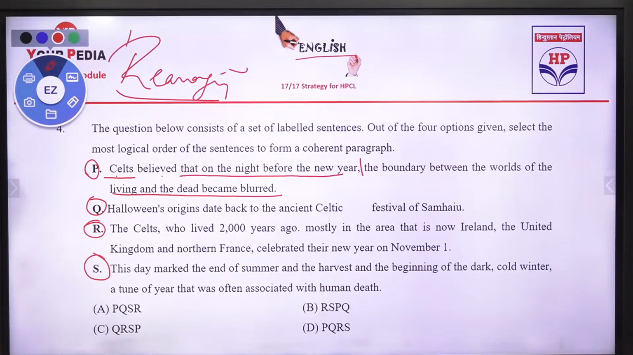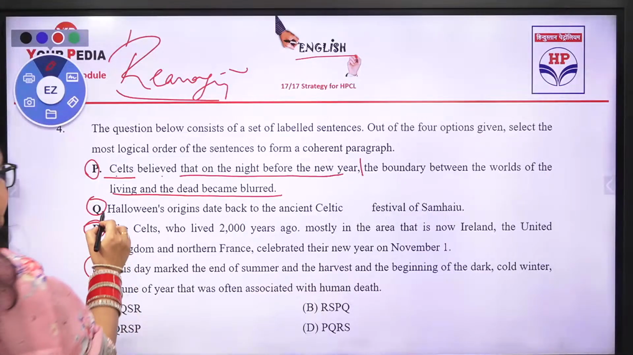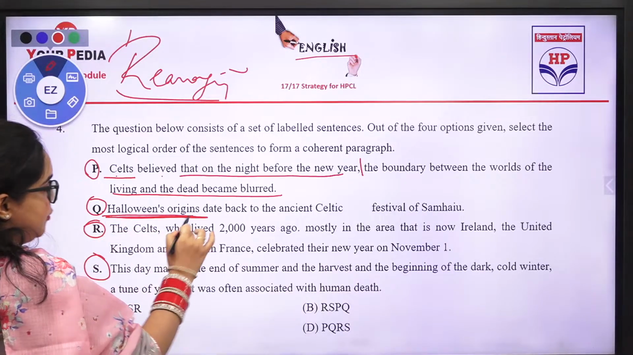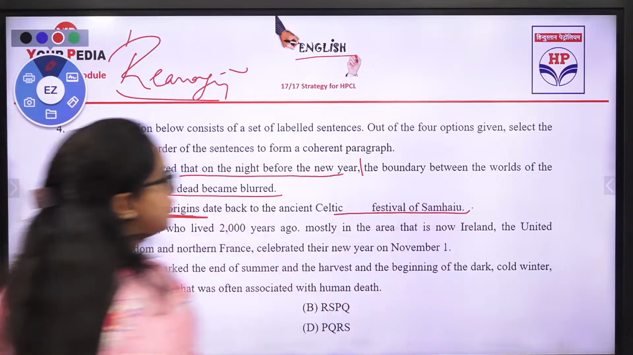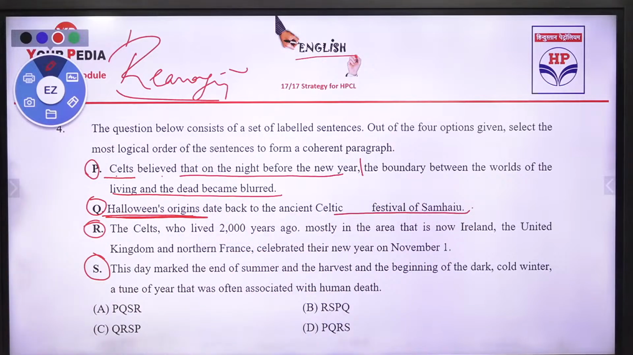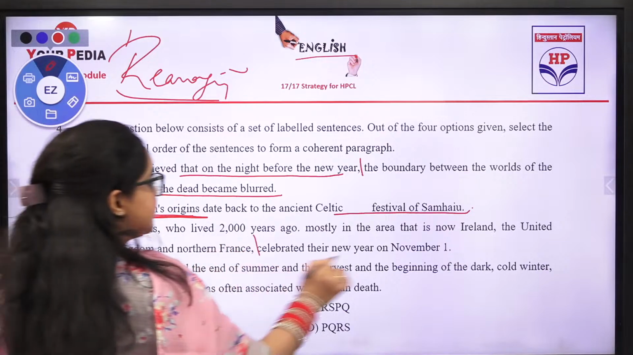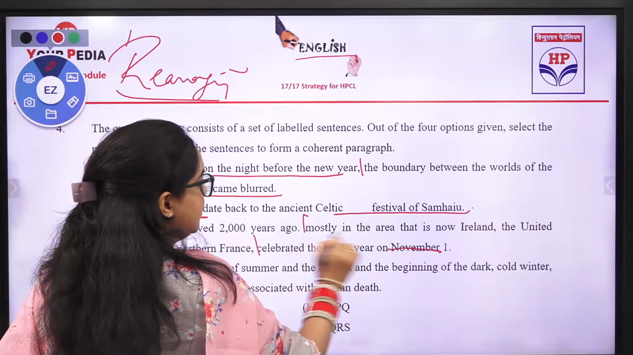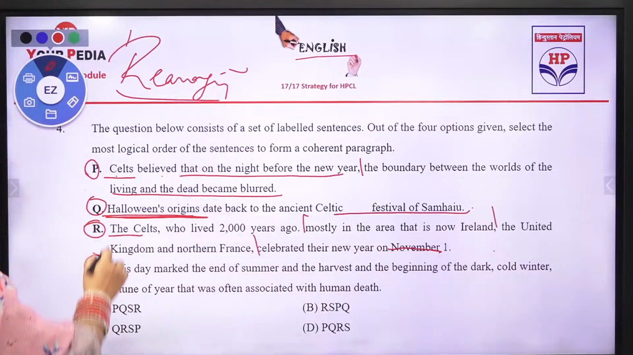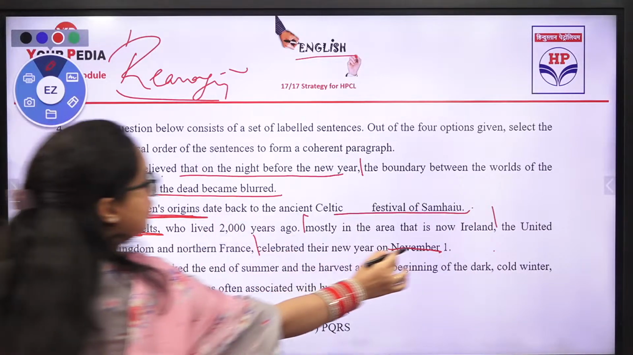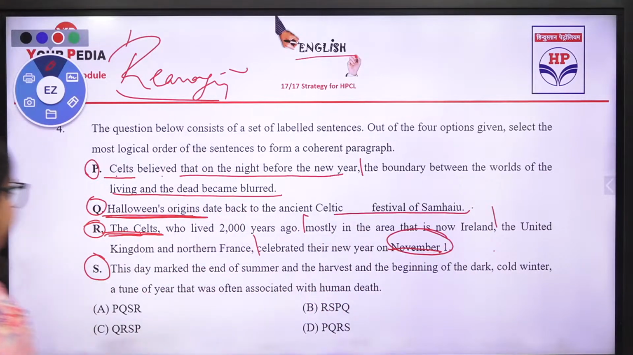Halloween's origins date back to the ancient Celtic festival. Now they're talking about Halloween's origin, when it was originated, during this time. Then the third is the Celts who lived 2000 years ago, mostly in the area that is now Ireland, the United Kingdom, and northern France, celebrated their new year on November 1. So they are telling us that the Celts celebrated their new year on November 1.